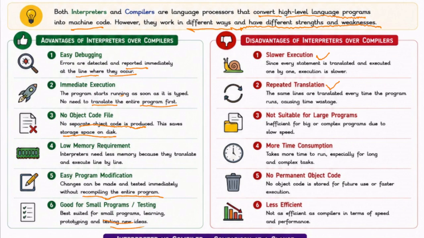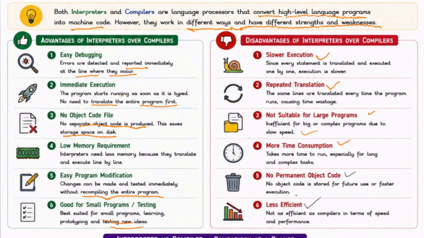Repeated translation: the same lines are translated every time the program runs, causing time wastage. It is not suitable for large programs, inefficient for big or complex programs due to slow speed and more time consumption. No permanent object code: no object code is stored for future use or faster execution. Then you have less efficient. It is less efficient.